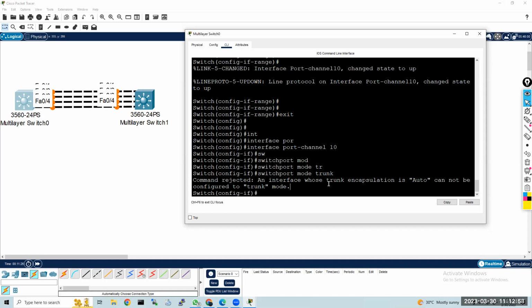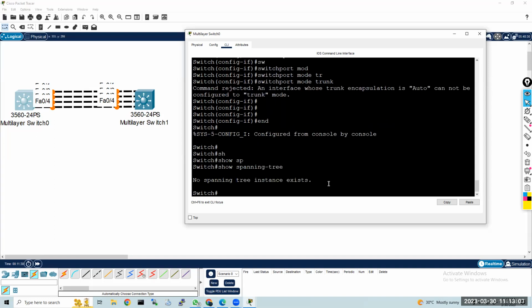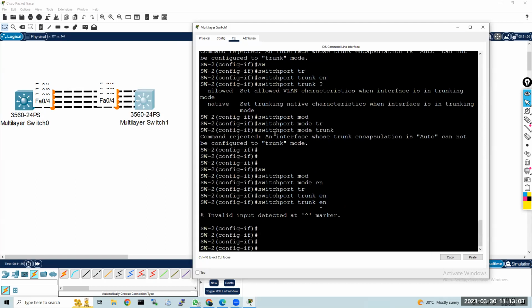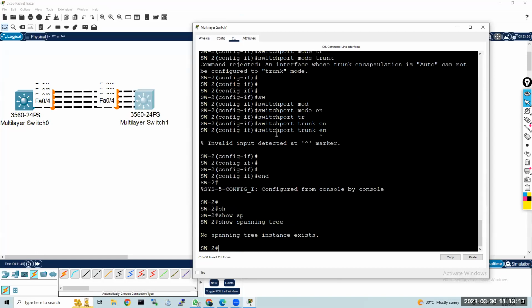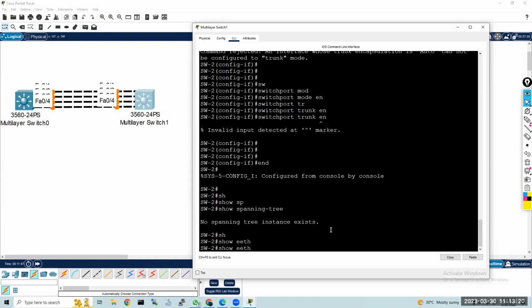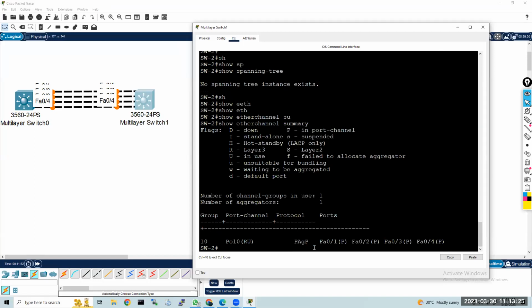If you check what the bandwidth is, show spanning tree. Okay, there's no spanning tree here. Why is it not showing, no spanning tree instance? But show etherchannel summary. It is working perfectly. For the channel, we are using the PAgP protocol. RU means layer 3, U means in use. Port channel 10.